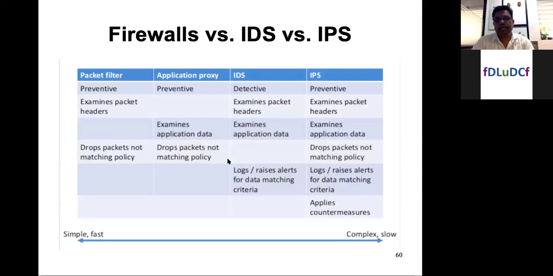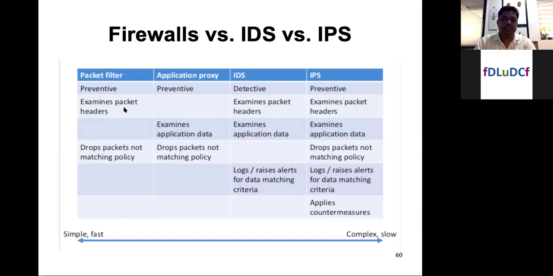So let's compare the things we discussed: packet filtering, firewalls, application level proxies, IDS and IPS. At one end it is very simple and at the other end it is complex. One end is fast, the other is slow. Packet filtering is very primitive, and packet filtering and firewalls are preventive, so they can take action immediately. IDS is detective, it only detects and does not take action. IPS is preventive, so it takes action.